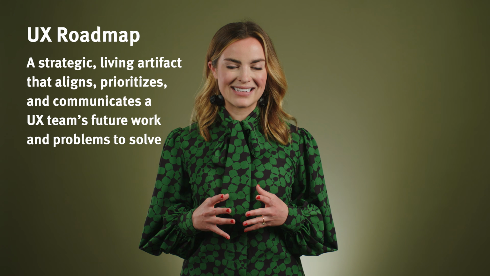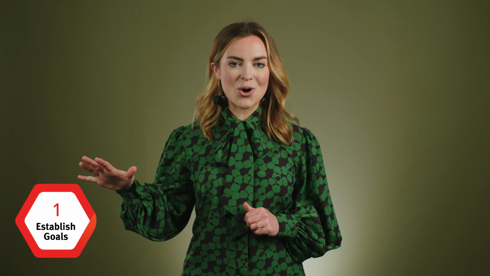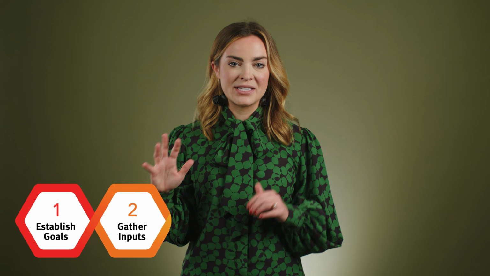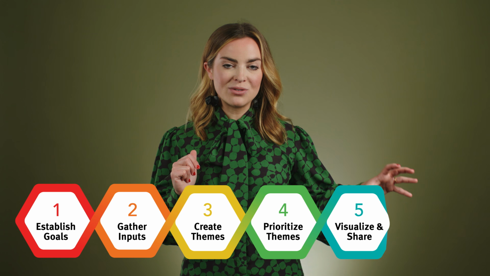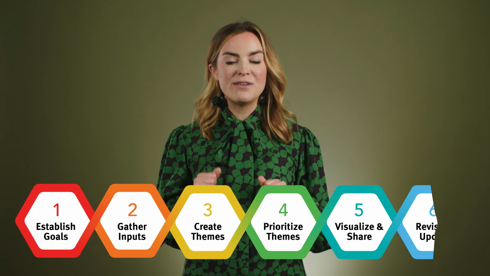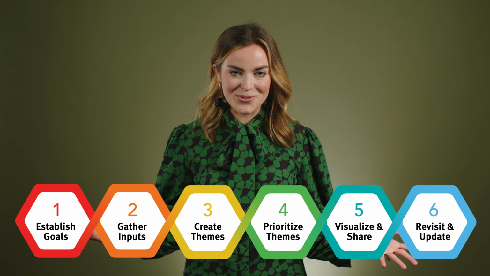A UX roadmap is a strategic living artifact that aligns, prioritizes, and communicates a UX team's future work and the problems they need to solve. Successful road mapping includes 6 key high-level steps: establishing goals, gathering inputs, creating themes, prioritizing those themes, visualizing and sharing, and finally, revisiting and updating. Now let's walk through each of these steps and how to do them.